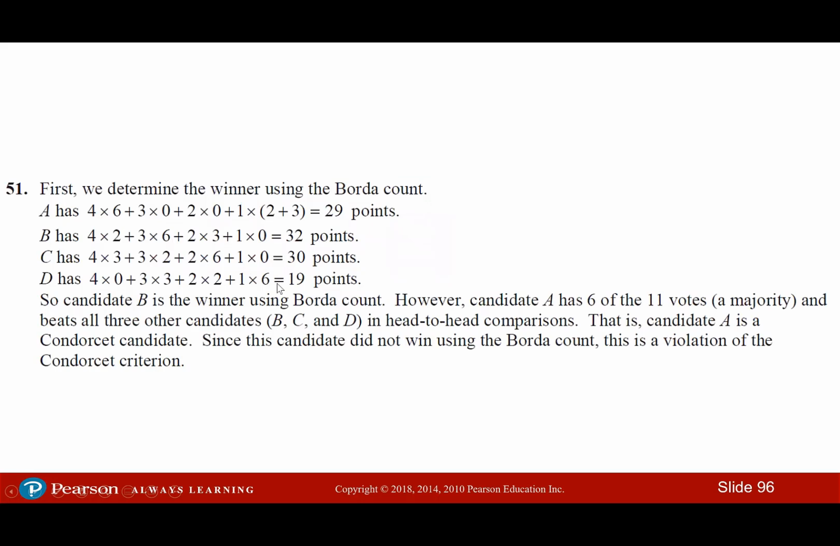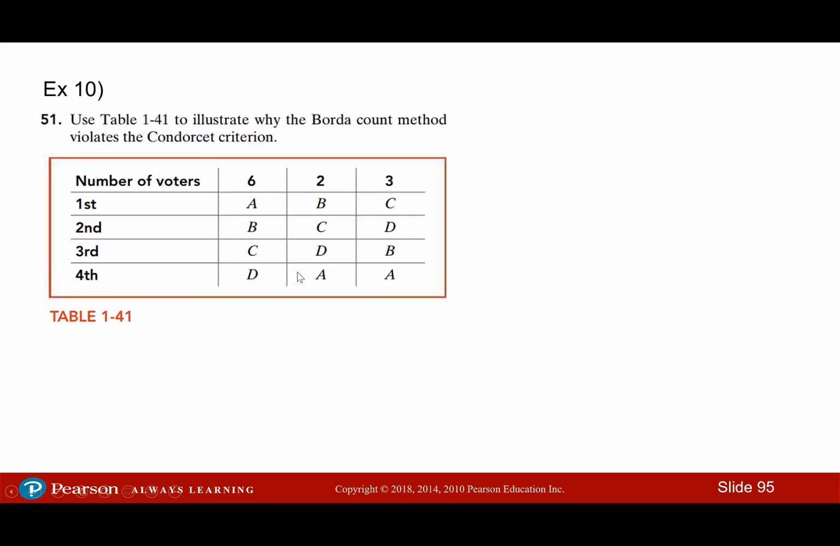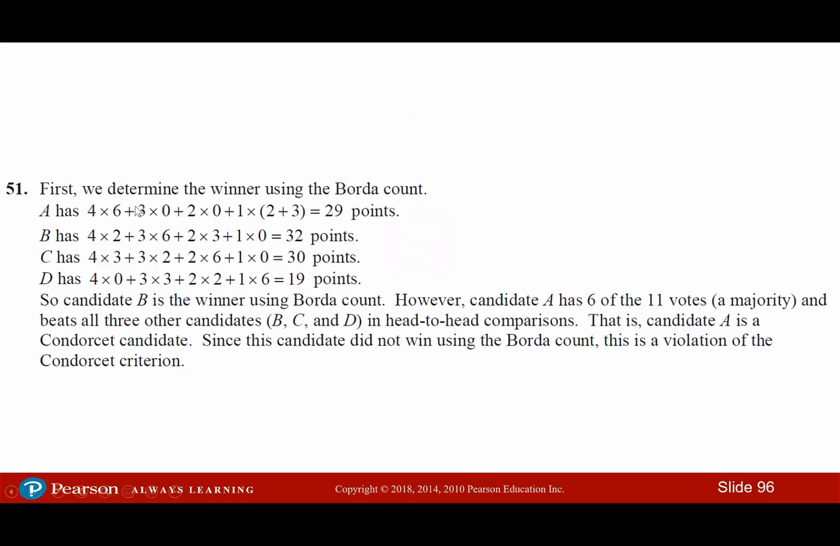So remember, we're trying to figure out why the Borda counting method violates the Condorcet candidate. Yes, so we're going to have to calculate the Condorcet candidate. First we determine the winner using the Borda counting method. Here it is, A should give you this much points if you look at it, then B, C, and D. So go back to the Borda counting method. That was 1.3 if you forgot how to do that one. So according to the Borda counting method, yes, B is the winner with 32 points.